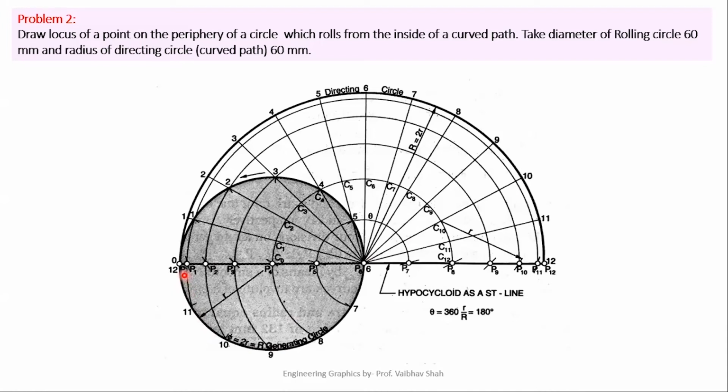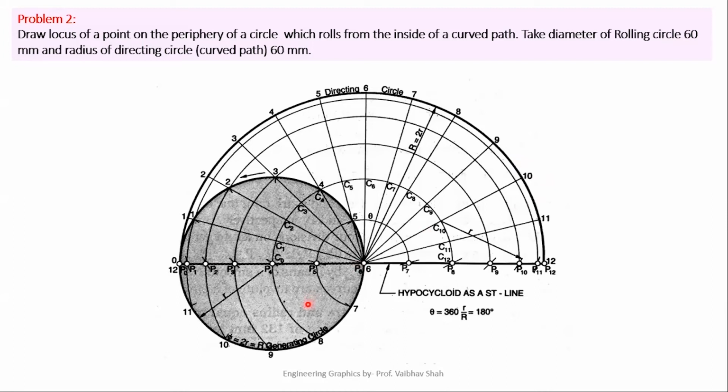Now, as we know, this circle has to travel from this point to this point, so it has to travel in an anti-clockwise fashion. If it is traveling anti-clockwise, then it will start its rotation from this point 0 in this anti-clockwise direction on the directing circle.